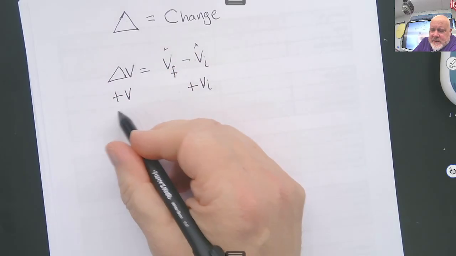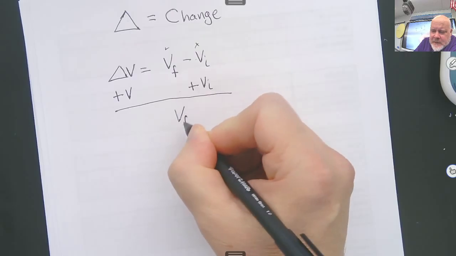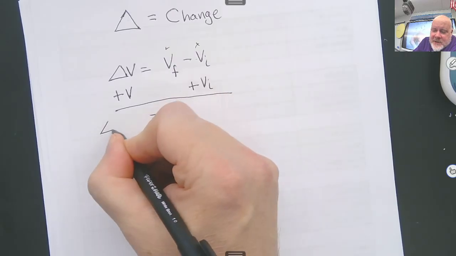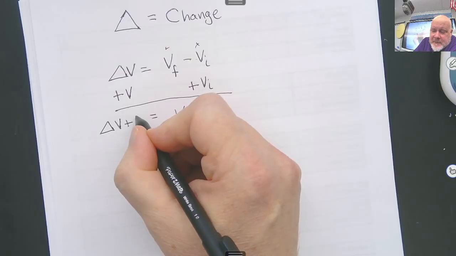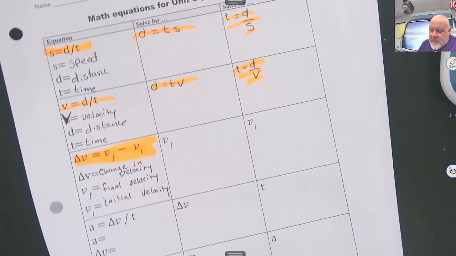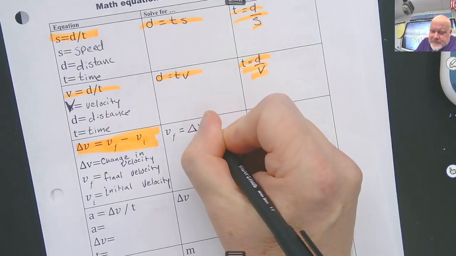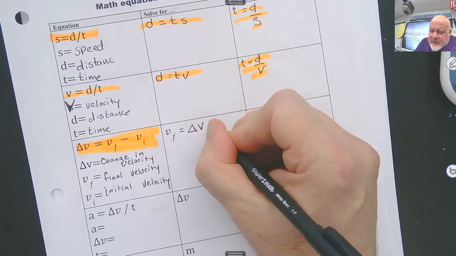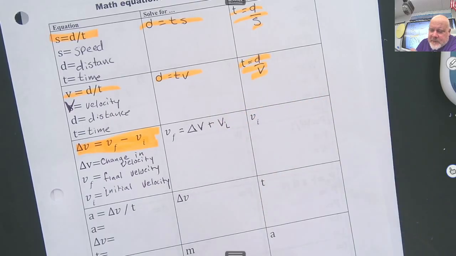All right. So basically what that means at this point is we're just going to bring this velocity final, and what we have is change in velocity plus velocity initial, and that's how we solve for velocity final. So velocity final equals change in velocity plus velocity initial. All right, so that's easy. We can solve that pretty quickly.